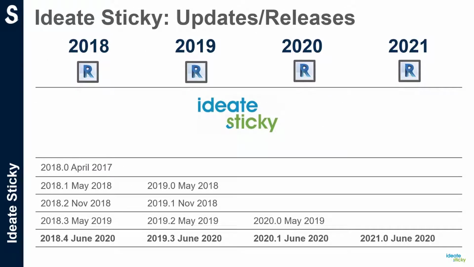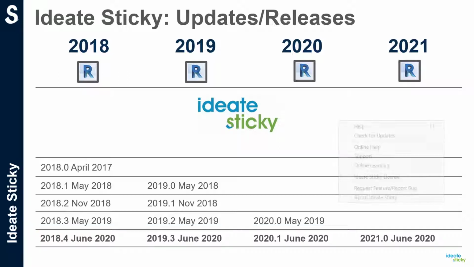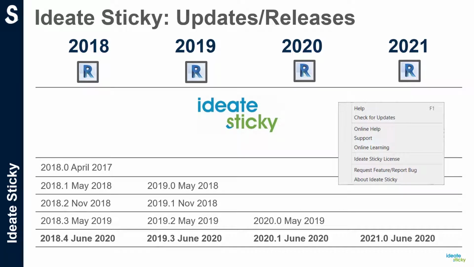The May 2020 release of ID8 Sticky impacts versions for Revit 2018 through 2021, as shown here. Remember to update your existing versions to access these improvements. You can review your installed ID8 Sticky version by selecting the Check for Updates option on the ID8 Sticky pull-down menu. Now, let's take a look at the new features and benefits of this release.